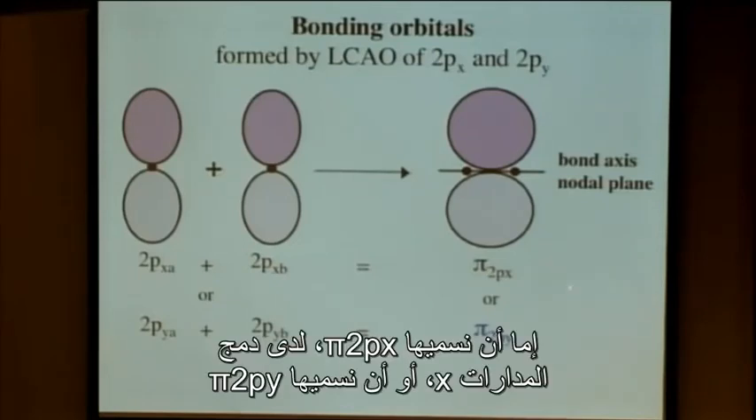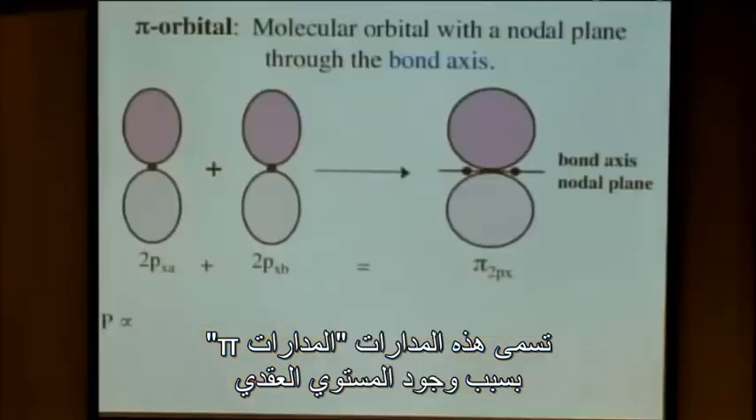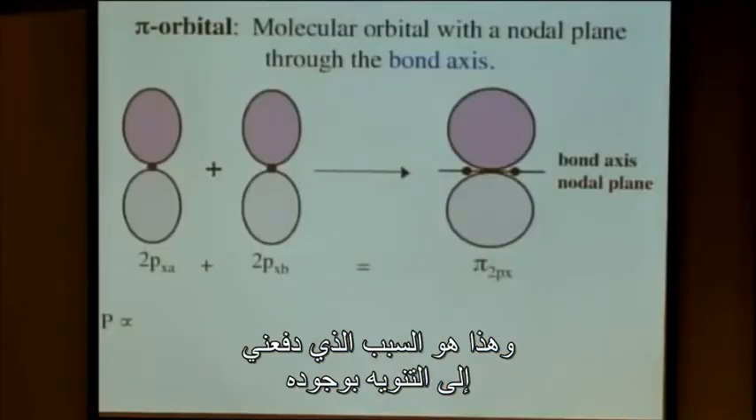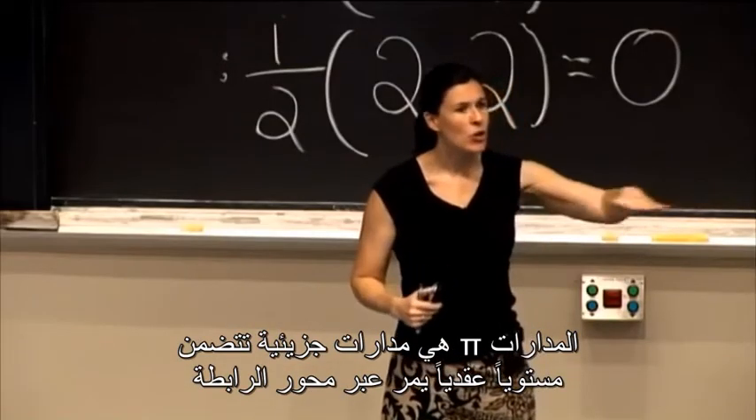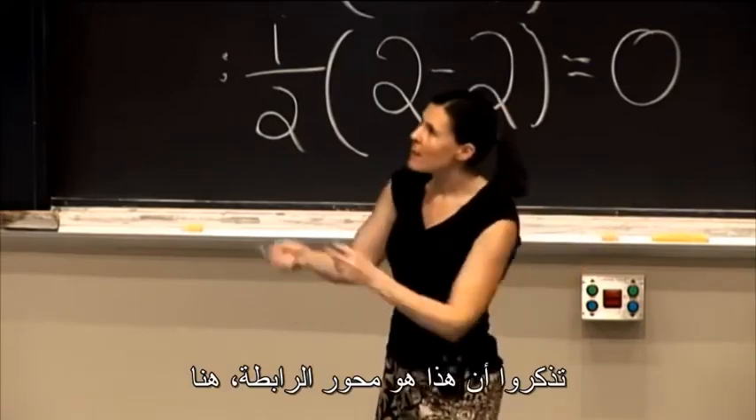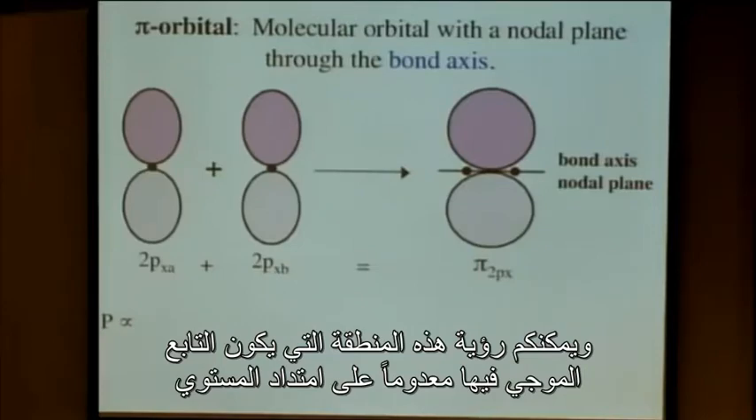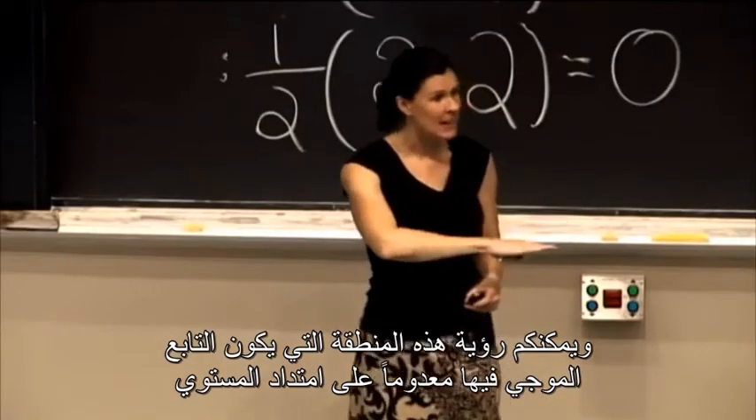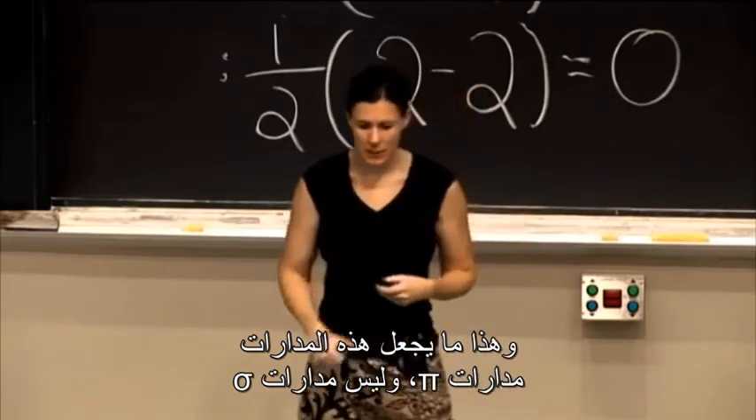We'll call it either pi 2px if we're combining the x orbitals, or pi 2py. The reason that I wanted to point out this nodal plane here is because this is why it is called a pi orbital. Pi orbitals are molecular orbitals that have a nodal plane through the bond axis. Remember, this is our bond axis here, and you can see there is this area where the wave function is equal to 0 all along that plane. That's a nodal plane. So that's why these are pi orbitals instead of sigma orbitals.